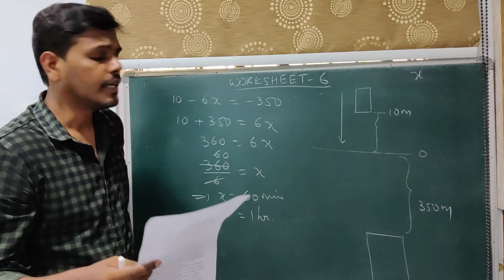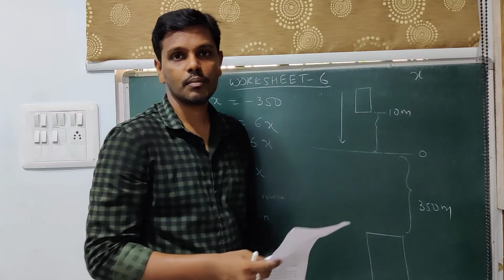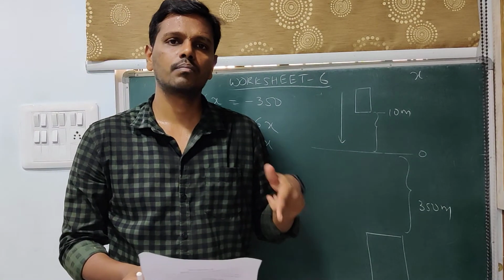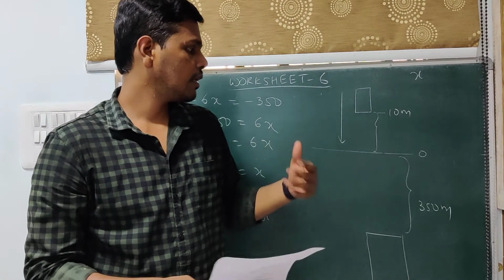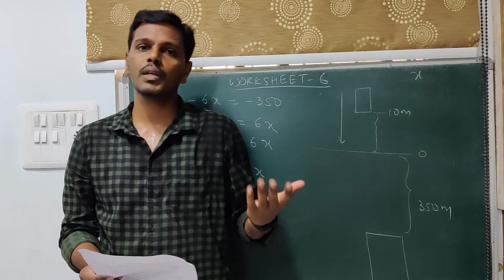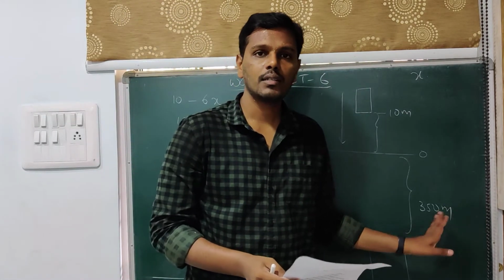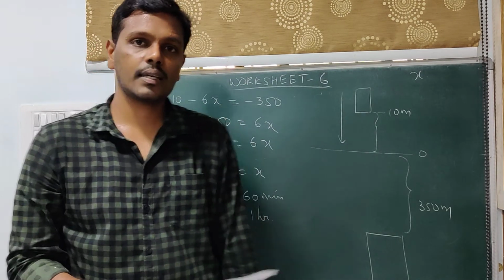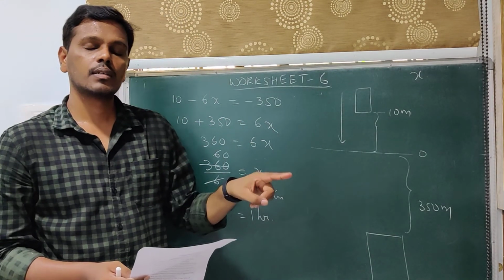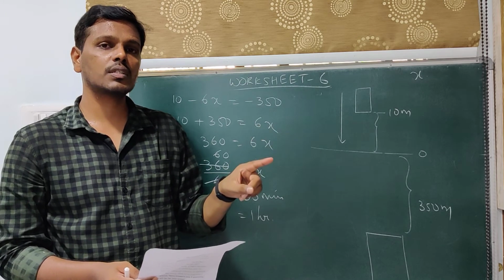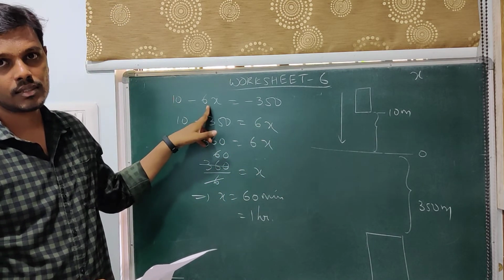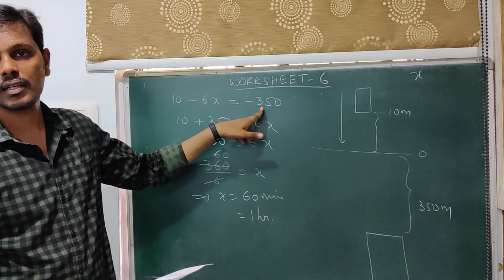Once again I repeat it. Initially the elevator is 10 meters above the ground level. In every 1 minute it goes down by 6 meters. So we are being asked after how many minutes it goes to minus 350. So I am assuming that after x minutes it goes to minus 350. So 1 minute 6 meters, x minutes it is 6x. So that is what I have written. So 10 minus 6x, that is same as minus 350.